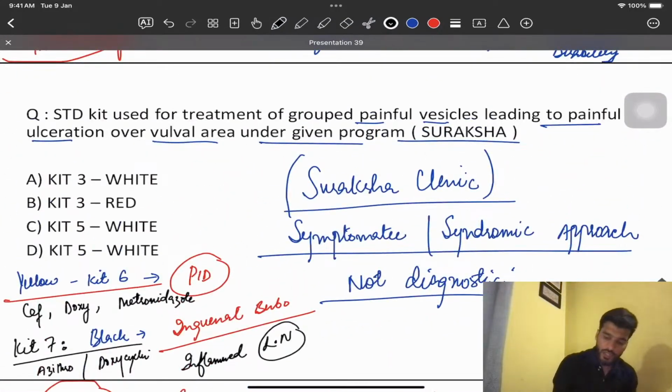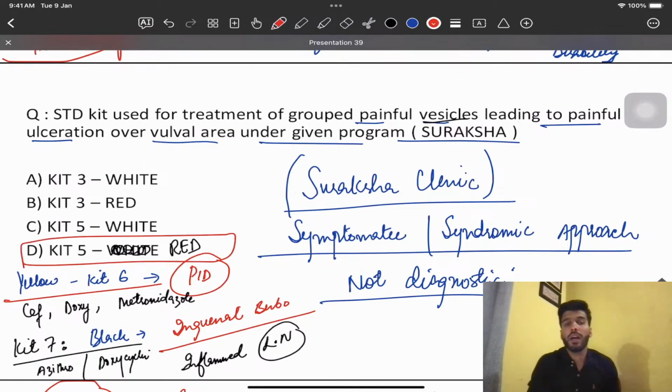So here, guys, the patient will have a group of painful vesicles, painful ulceration, herpetic ulcers. As per the kit, which kit will you give, guys? Here the option is kit 5 for red. So the answer will be kit 5, red color. For genital ulcers, herpetic, acyclovir, kit 5 red color.